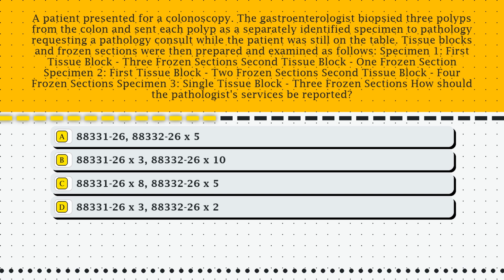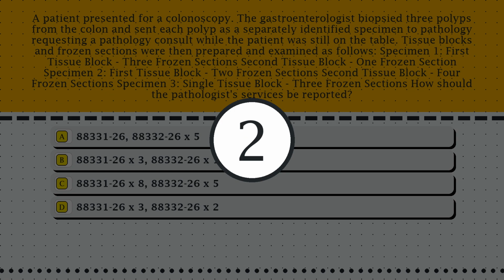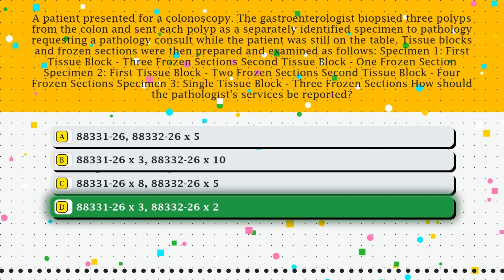Option A, 88,331-26, 88,332-26 x5. Option B, 88,331-26 x3, 88,332-26 x10. Option C, 88,331-26 x8, 88,332-26 x5. Option D, 88,331-26 x3, 88,332-26 x2. The correct answer is option D, 88,331-26 x3, 88,332-26 x2.